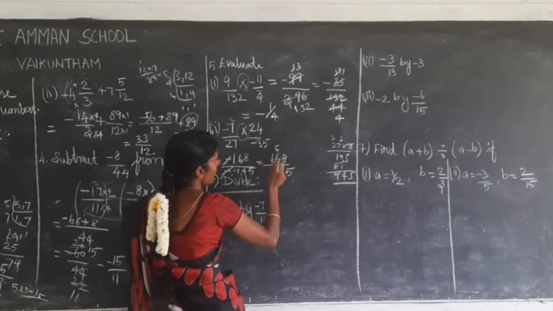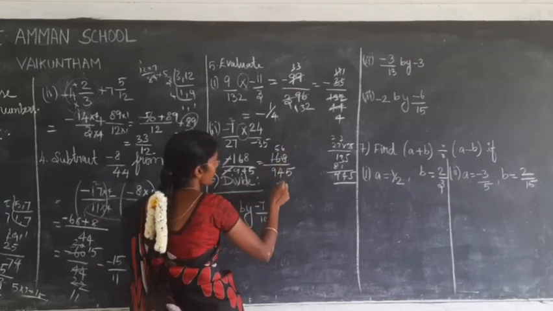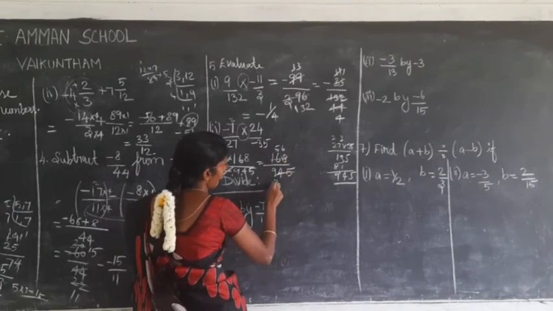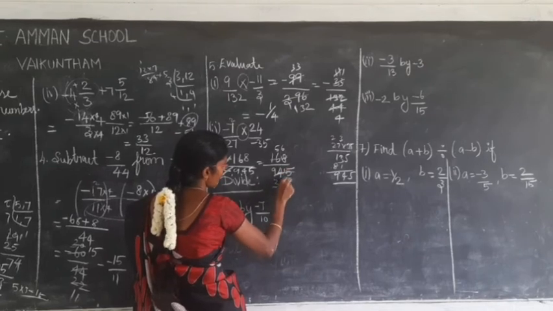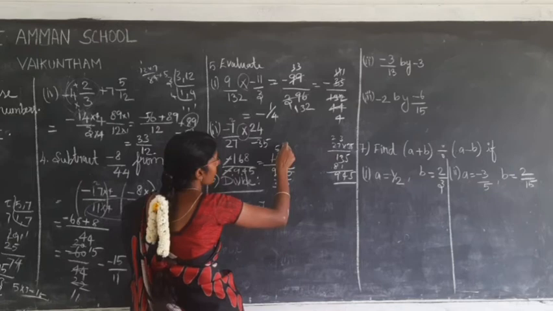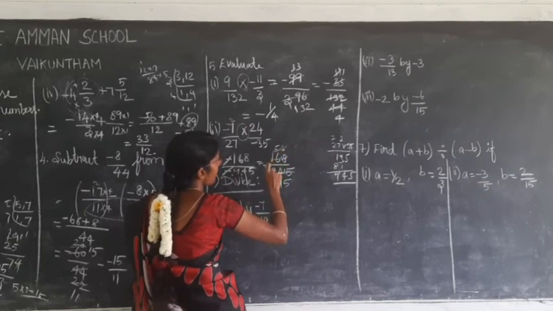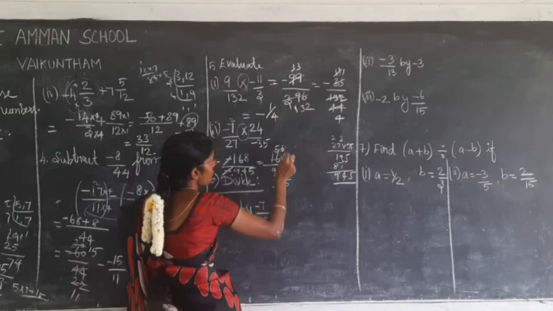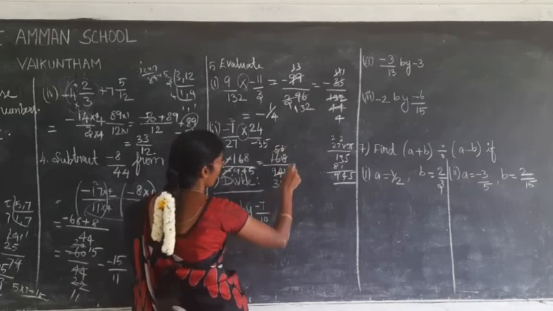5 3s are 15. Balance 1. 6 3s are 18. 3 3s are 9. 1 3 is 3. Balance 1. 5 3s are 15. So next, third table, 1 3 is 3. You can't divide in the third table. So 56 by 315.